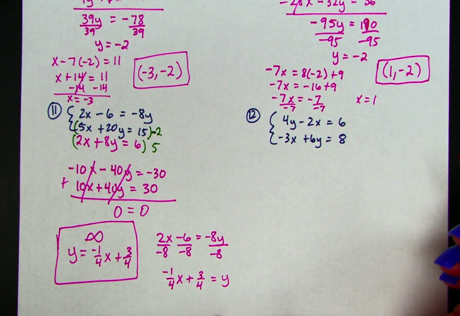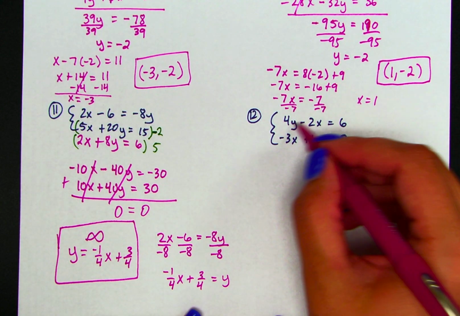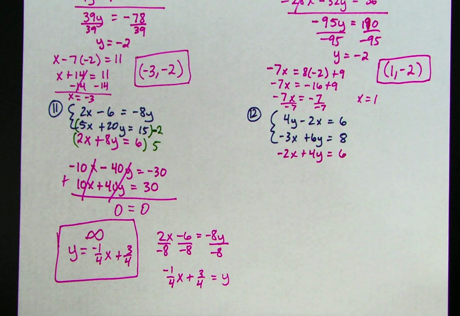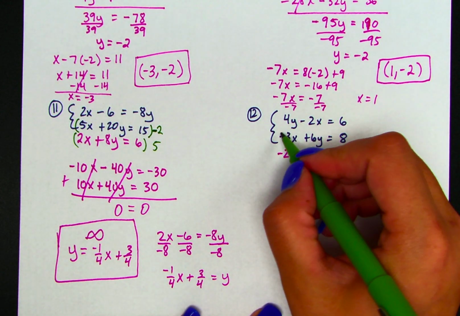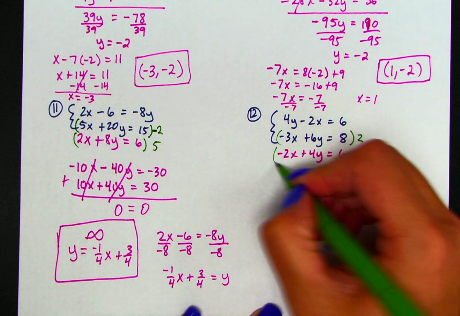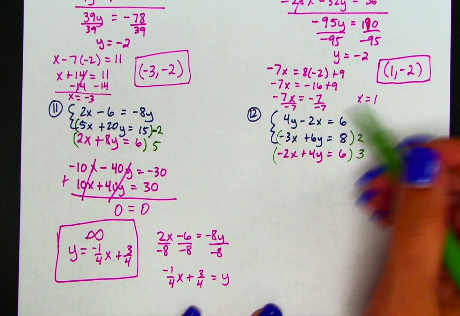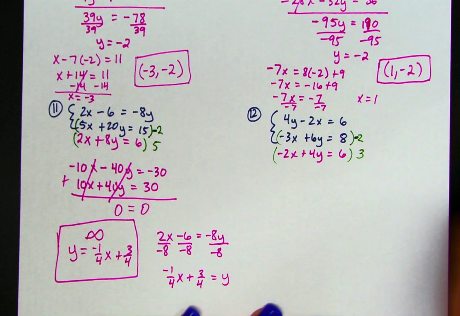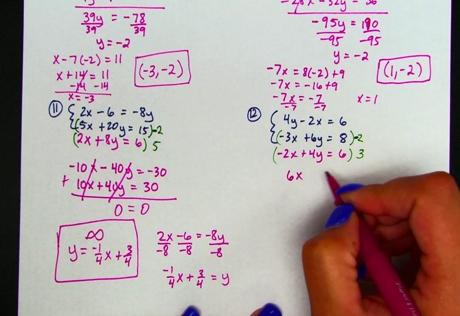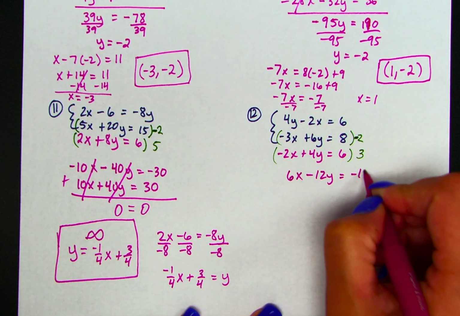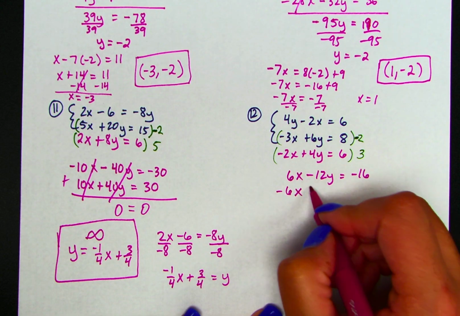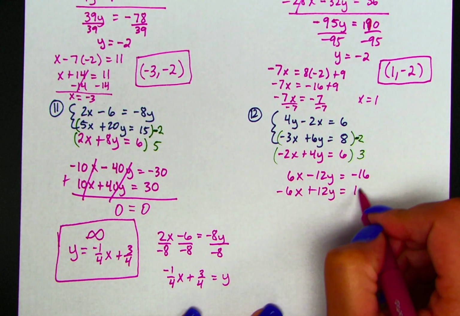All right, so again, looking at this one, I'm going to change my formatting. So I'm just going to switch the x and y around. So this will be negative 2x plus 4y equals 6. And I'm going to get rid of the x's just because the numbers are smaller. So I'm going to take everything times 2 and then times 3. And then since they're the same sign, again, I have to make one of my numbers negative. So if I distribute negative 2 in, that will be 6x minus 12y equals negative 16. And now distributing the 3, so negative 6x plus 12y equals 18.